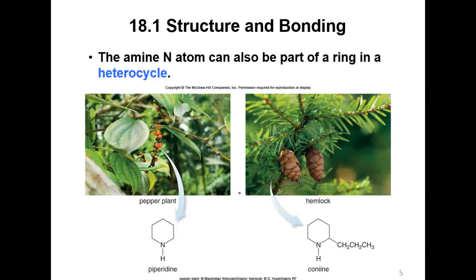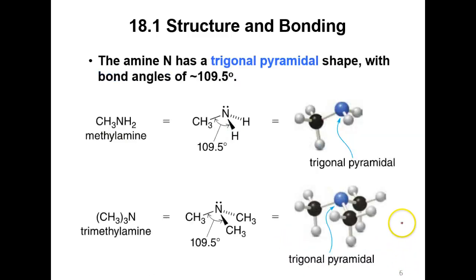All right, amines can be part of a cyclical structure. These are special types of amines. They're called heterocycles. I believe we've talked about this term before, but a heterocycle is basically any type of cyclical organic compound where you have a non-carbon group, such as a nitrogen or an oxygen or a sulfur. In this case, we have nitrogens. So this is a very common compound called piperidine. And here is another organic molecule that has a piperidine structure in it plus a propyl group.